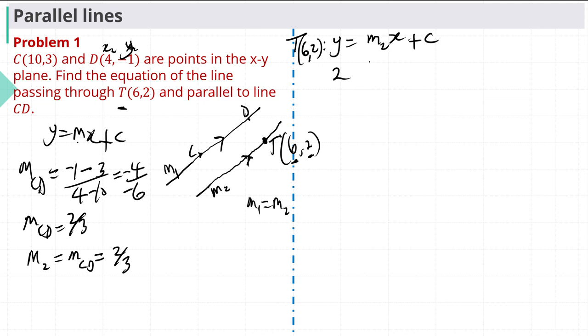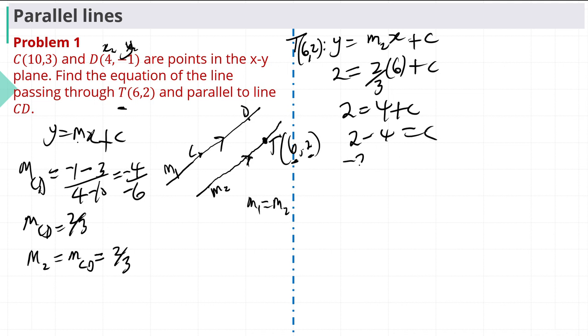The point T lies on this very line we are finding. So it means y is 2. We have found the gradient to be 2 out of 3. x is 6. And that gives the value of c to be -2. So this equation now becomes y equals 2/3 x minus 2. This is the equation of the line passing through T.